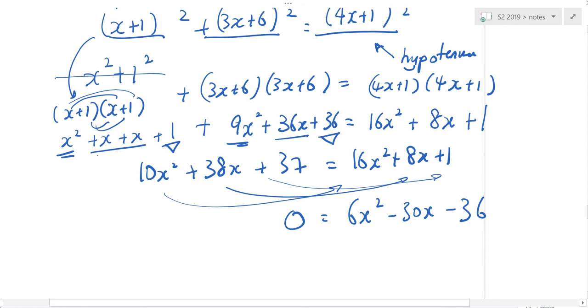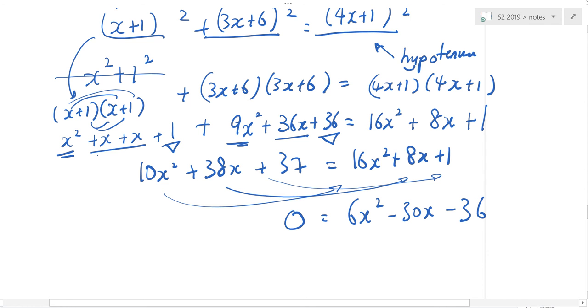Which step is confusing? These two, okay. This one. How do I get 10x squared? x squared plus 9x squared. Oh, I want to remove this thing. Okay, how do I remove 10x squared? Both sides minus 10x squared.